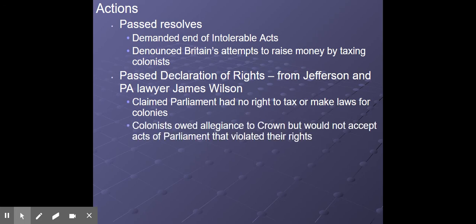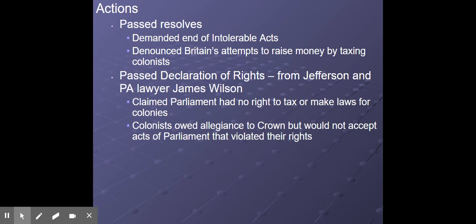They also state that they owe allegiance to the crown, but they're not going to accept the acts of Parliament that violate their rights. So once again, they're saying, look, we're not looking to be independent. We are willing to stay here with you guys, but you got to start treating us right. And if you don't, then we're going to have another conversation. It's going to be a different conversation. We're going to be talking about war this time. But we still are preaching allegiance to the crown, but you got to treat us right.